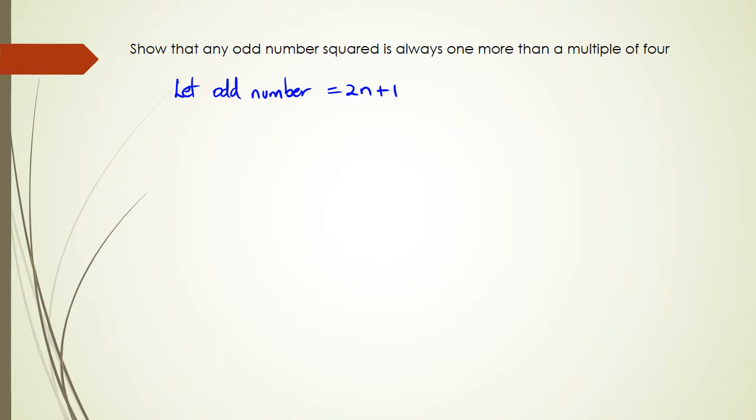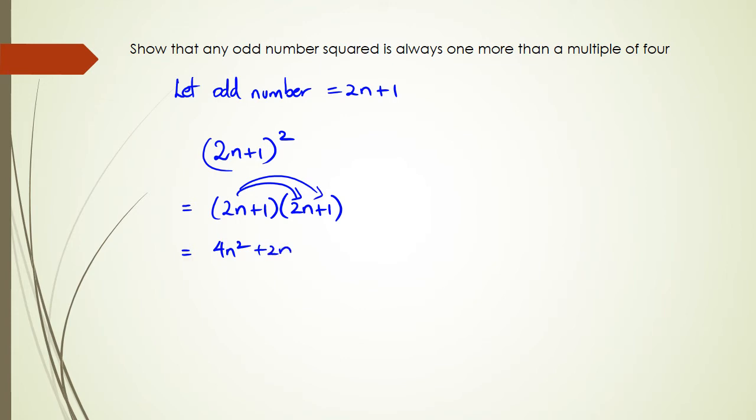So I guess the way we go about it is take 2n plus 1 and actually square it and see what happens. When we square this, we get 2n plus 1 multiplied by 2n plus 1. So it's just a straightforward quadratic. Expand it, so you get 4n squared plus 2n plus another 2n plus 1, and simplify this, and this is equal to 4n squared plus 4n plus 1.